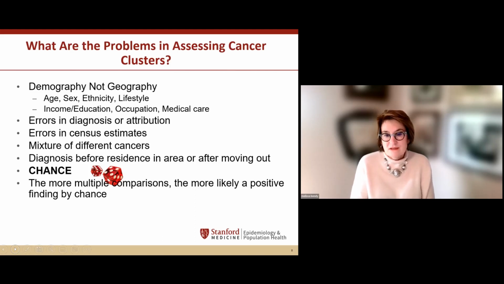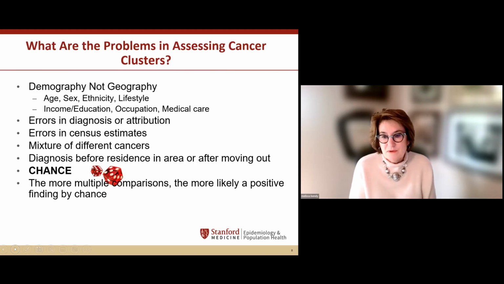And often there's errors in the diagnosis or the attribution of the specific cause. People don't really understand what types of cancers they had, if they were metastatic, and there's often errors in the diagnosis of what people think they may have had, but it may not be a true diagnosis. There's errors in the census estimates in terms of determining our denominator, mixtures of different types of cancers that are occurring in these areas. And we also have to look at residential history, and people could move in and out of different areas. And so we can't really estimate their true exposure sometimes. But then again, is this a chance occurrence?